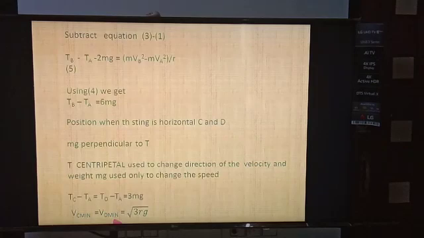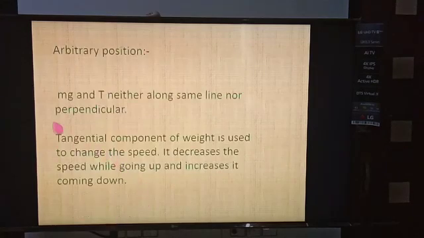Now we see all four positions. At point A, VA minimum is equal to square root of rg. At point B, VB minimum is equal to square root of 5rg. And at points C and D, VC minimum is equal to VD minimum, which is equal to square root of 3rg.